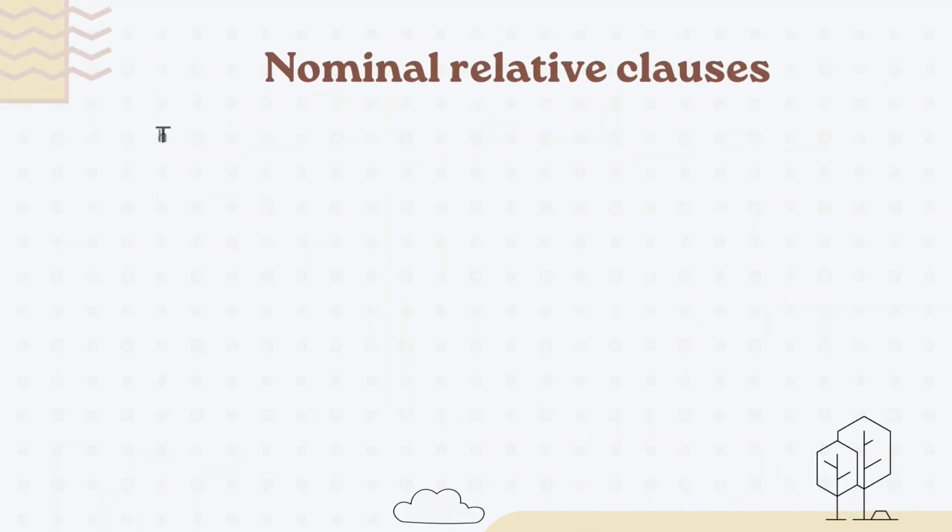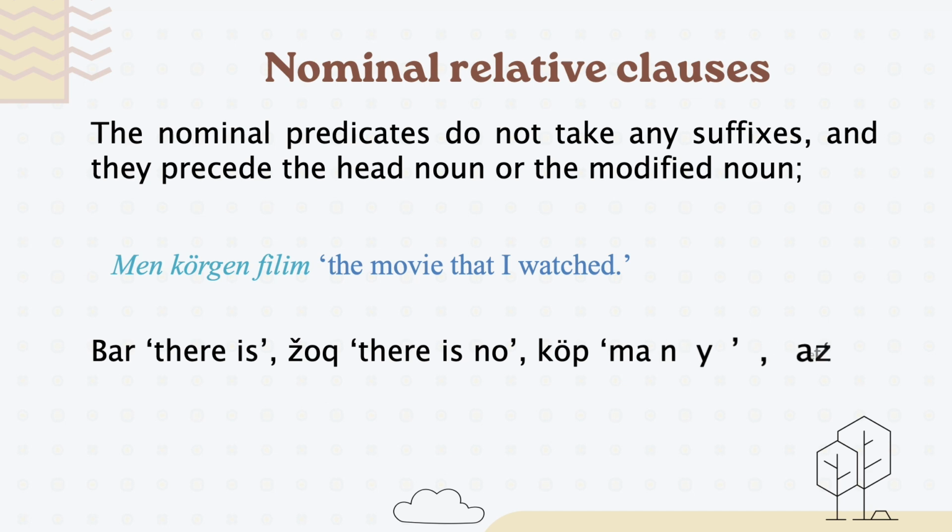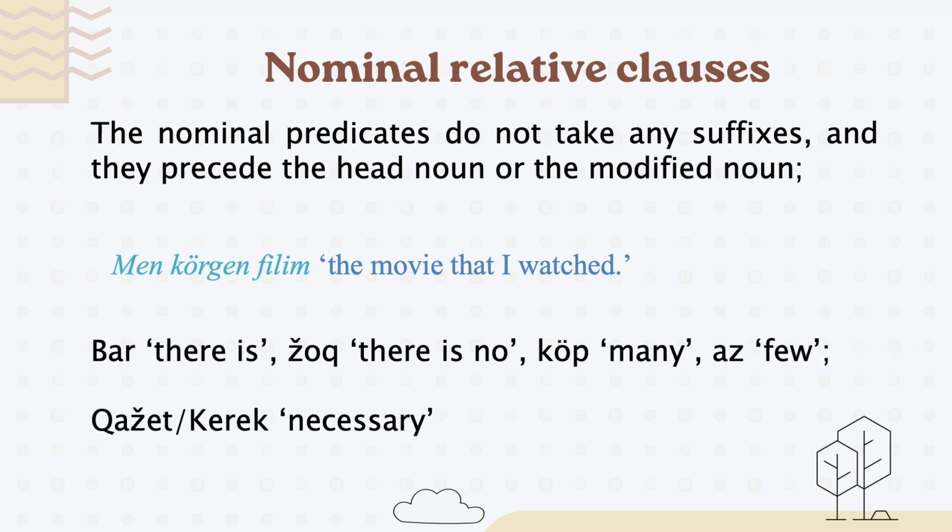The relative clauses that are explained so far are based on verbal predicates. That is, the predicates of relative clauses are verbs. Example, мен көрген фильм, the movie that I watched. In addition to having verbal predicates, the relative clauses can have nominal predicates. Usually, the adjectives бар, there is, жоқ, there is no, көп, many, аз, few, or the modal words қажет, керек, both meaning necessary, can serve as predicates of nominal relative clauses.